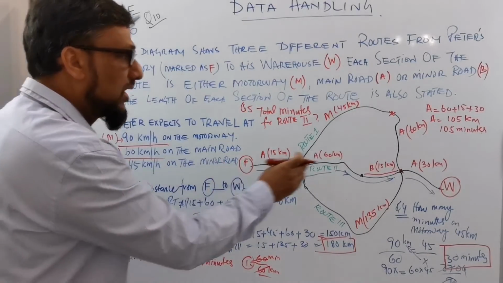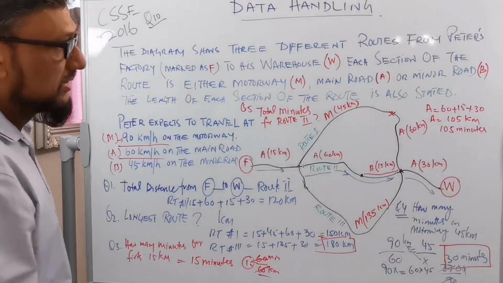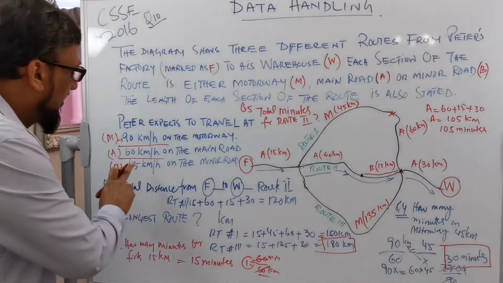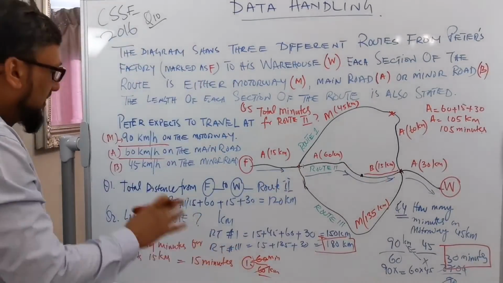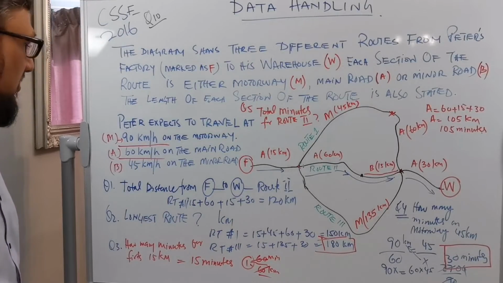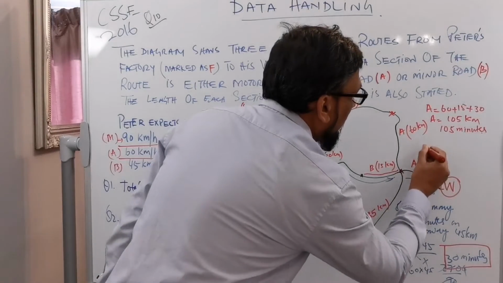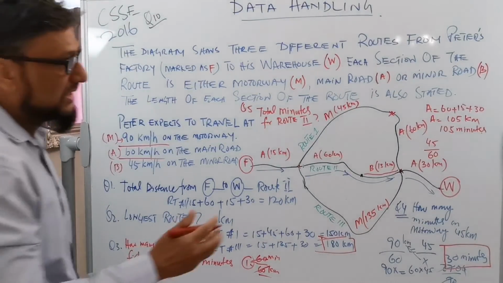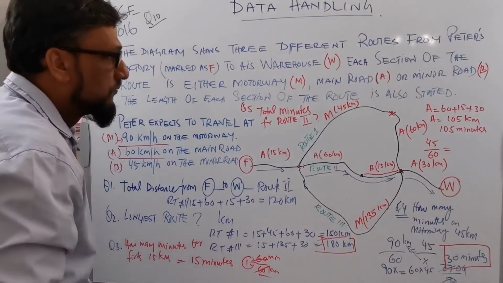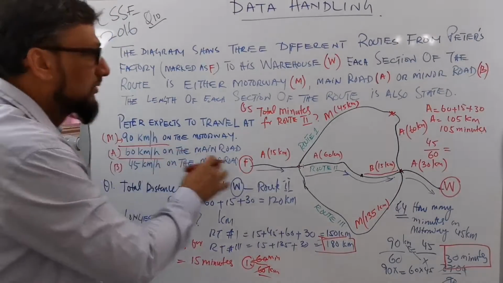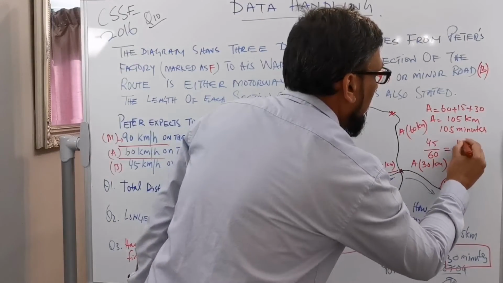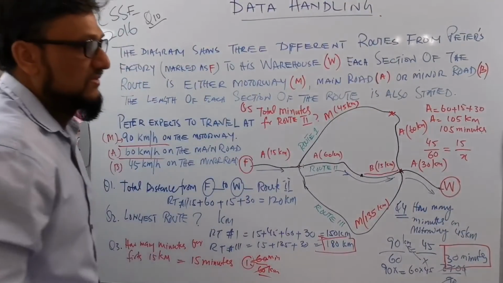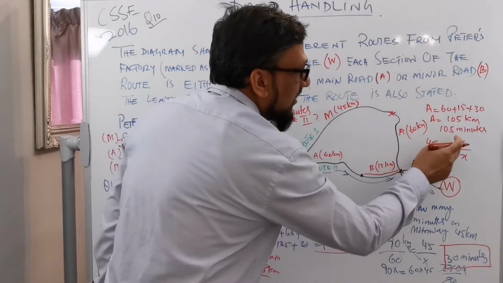And now we are going to work out our B. Very simple. What we do is 15 kilometer. And look at here. When he drives on minor road, the speed limit is 45 kilometer per hour. So what we do? Simple. 45 kilometer per hour, 45 over 60 equal to, what we need to find, 15 kilometer divided by the same x. So 45 over 60 and 15 over x.